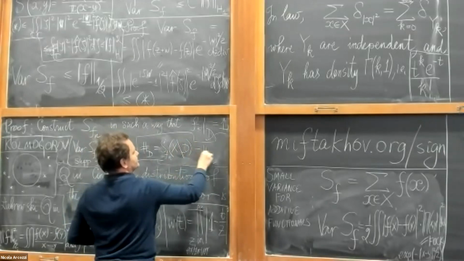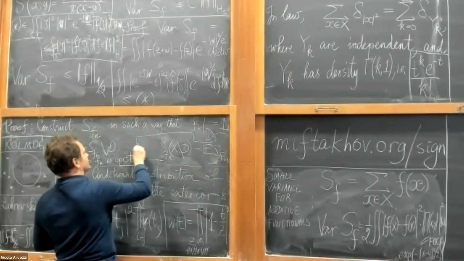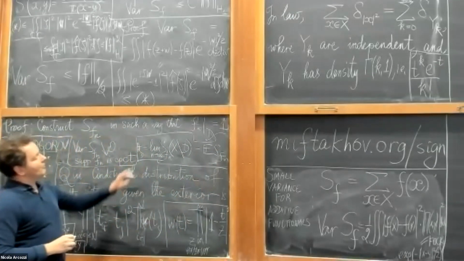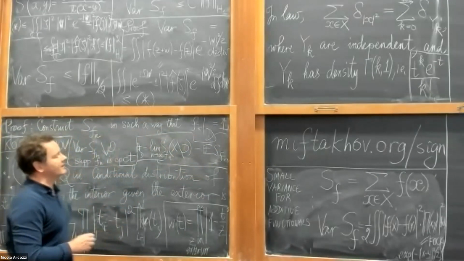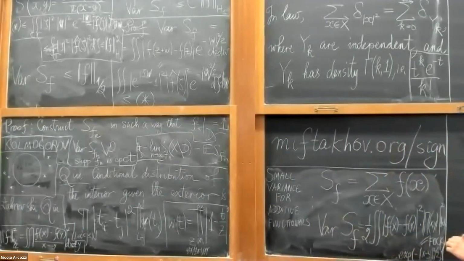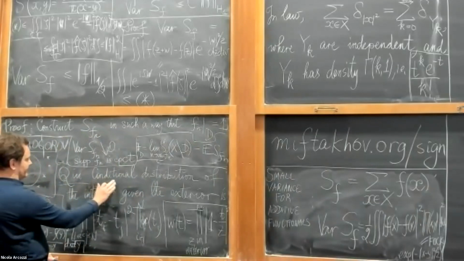So the number of particles is equal to the limit as n goes to infinity of S_{f_n} applied to the configuration beyond the disk, minus its expectation. And this is the proof of the Ghosh and Peres rigidity. Okay, so that is the proof of the theorem joint with Chu.